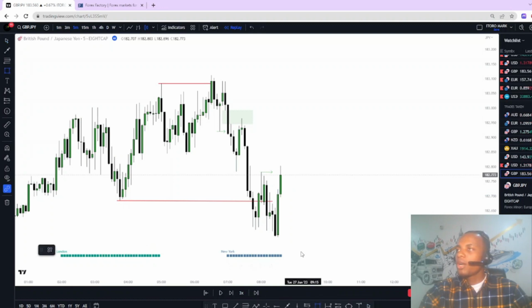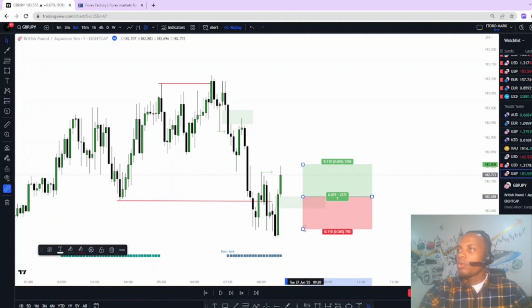You want to spot out a fair value gap, and as you can see from the high here and the low here, this space here is the fair value gap. So you mark that out for your entry, right? I marked that out. After marking that out, what did I do? I placed my sell limit order here.